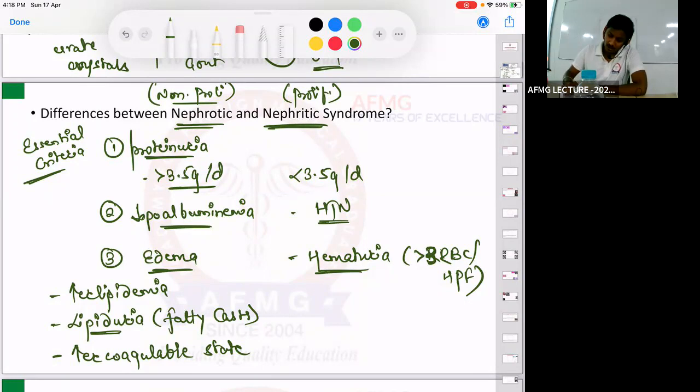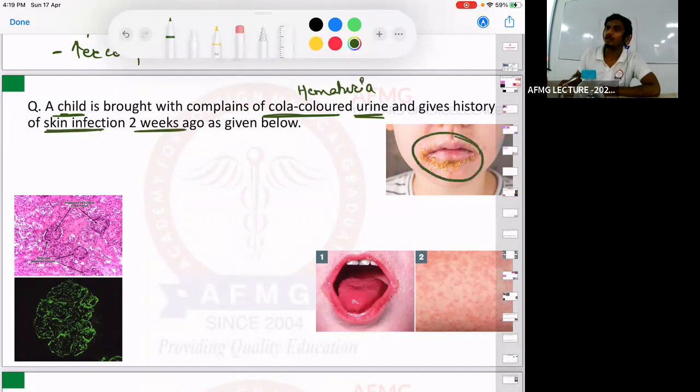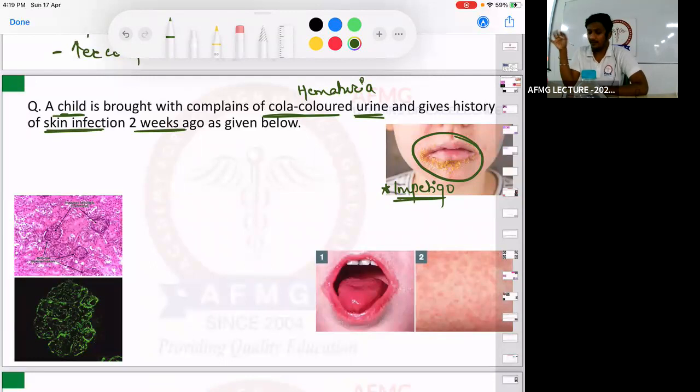Okay? Moving further. First question says, a child is brought to you with complaints of cola-colored urine. Sarkari question is repeated multiple times in exam. Cola-colored urine is a feature of hematuria. That means the child is suffering from hematuria. And he gives history of skin infection 2 weeks ago. What is the skin infection called? Honey-colored crust. It is a feature of impetigo. This was a previous question which has been repeated multiple times. Honey-colored crust in a child is suggestive of impetigo. Important from the exam point of view also.